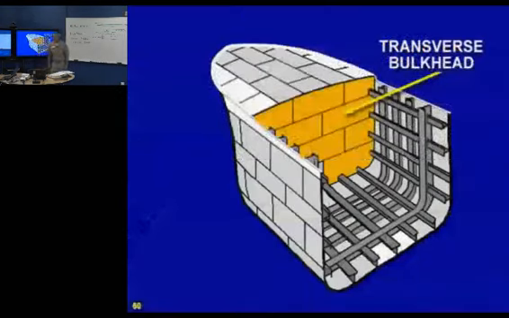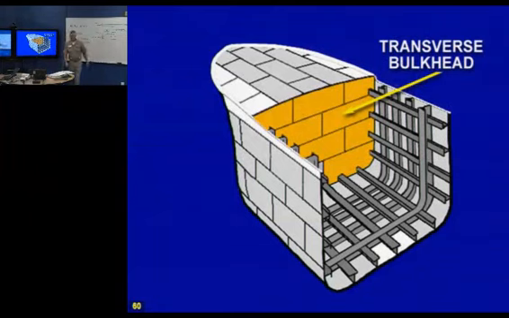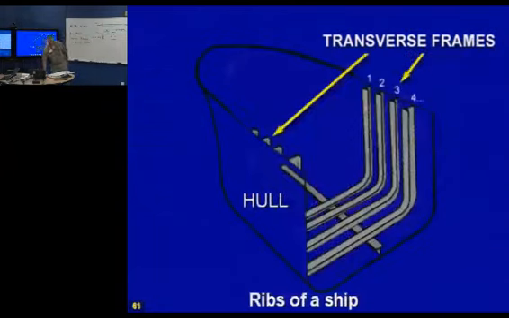Okay? Transverse bulkheads are bulkheads that go across the ship. So transverse frames go what? Across the ship. They're the ribs. Okay? They're the rib cage.